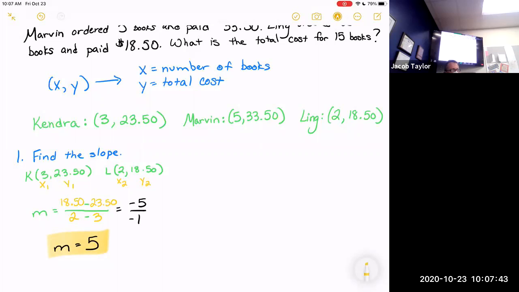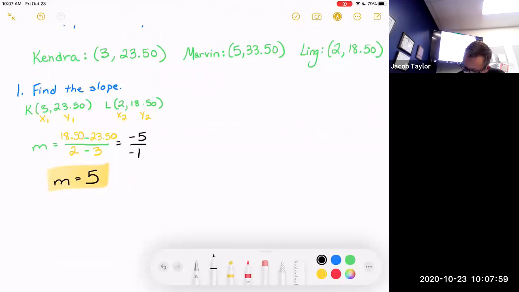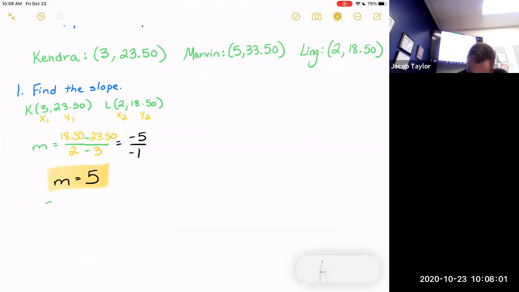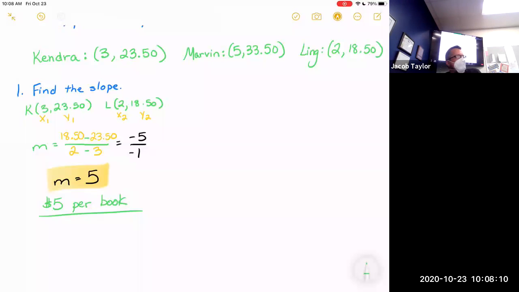What does the 5 mean? It's the slope. Well, what does it mean? Keep going. $5 per book. Exactly right. So this means $5 per book. Very good. And you're right. That is my slope, because my total cost goes up by $5 for every book I buy.